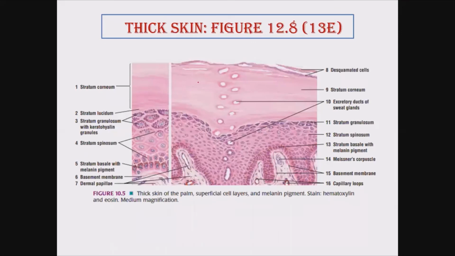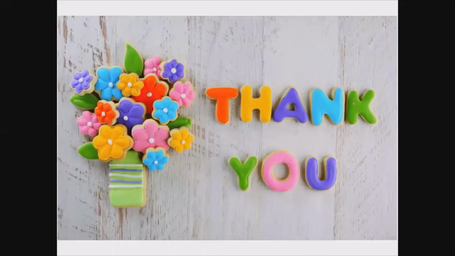In thick skin, we can see different kinds of cell layers. These are the openings of excretory ducts of sweat glands. This one. Ultimately, they're opening onto the surface. So this is all about the skin. So we should be able to make out now under the microscope what the differences are between thick skin and thin skin and different derivatives of the skin. Thank you so much.